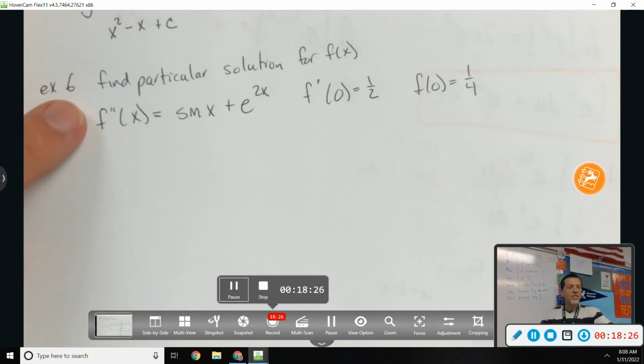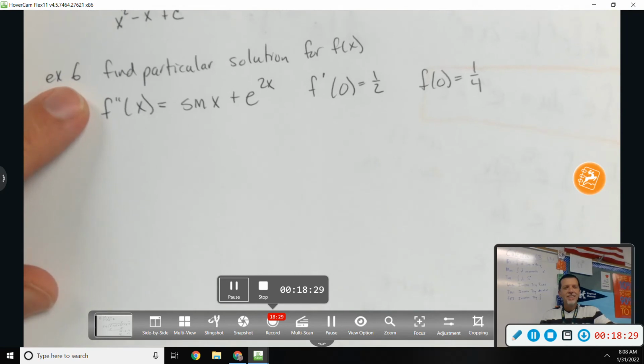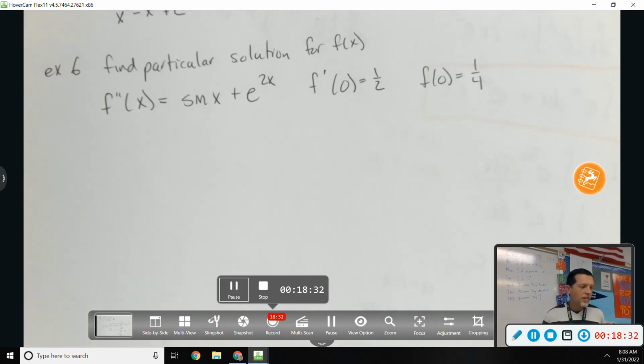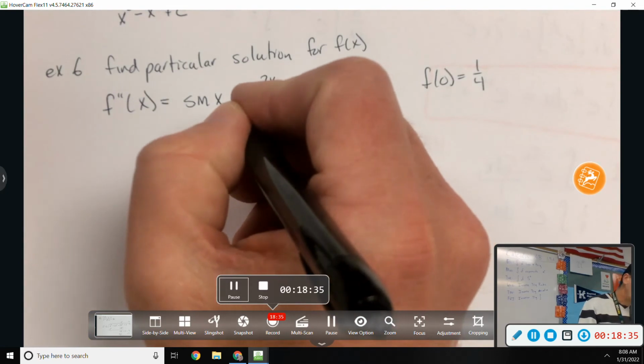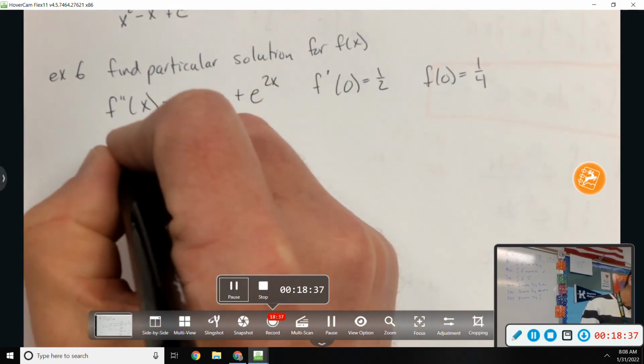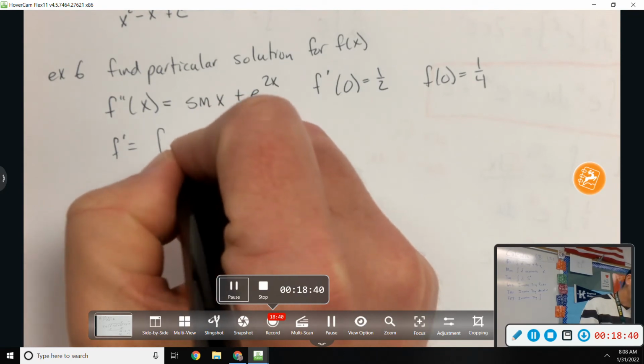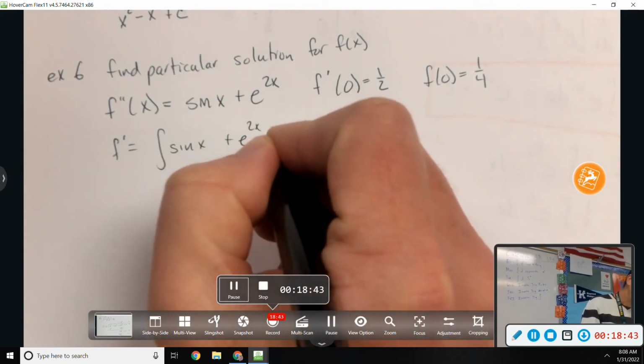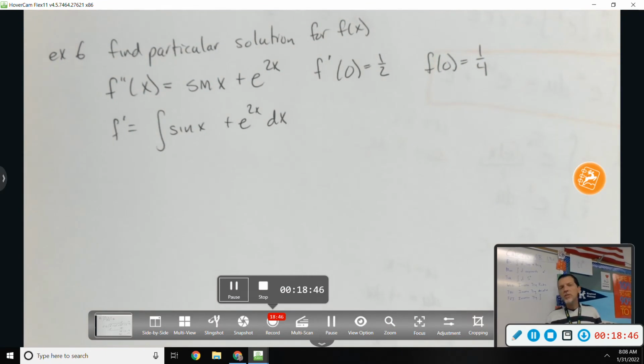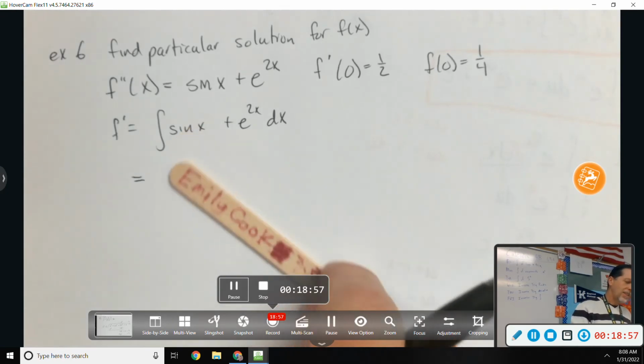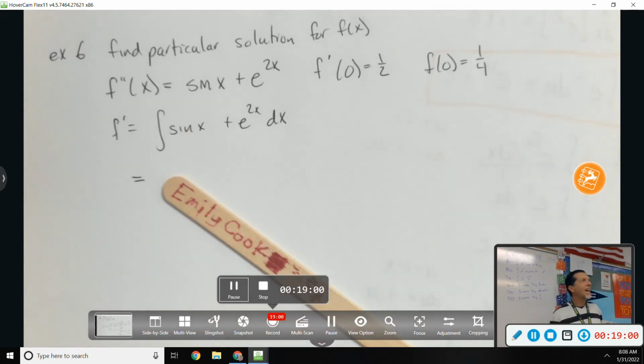Twice, yes. Do what twice? Integral or antiderivative. So f prime will be the antiderivative of sine of x plus e to the 2x. And maybe you'd show that step, maybe you would just do the antiderivative and not show the step. Let's see. Antiderivative of sine of x. Emily? Antiderivative of sine. It's cosine of x.